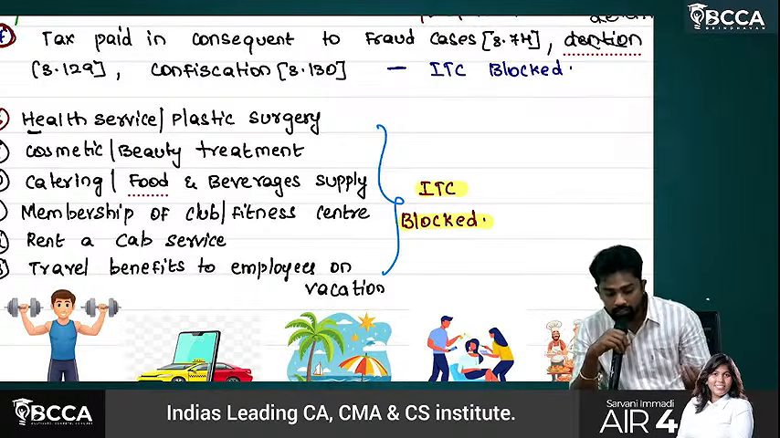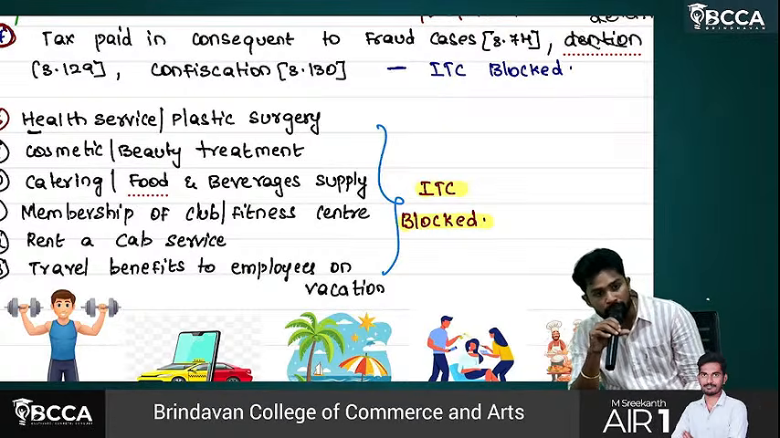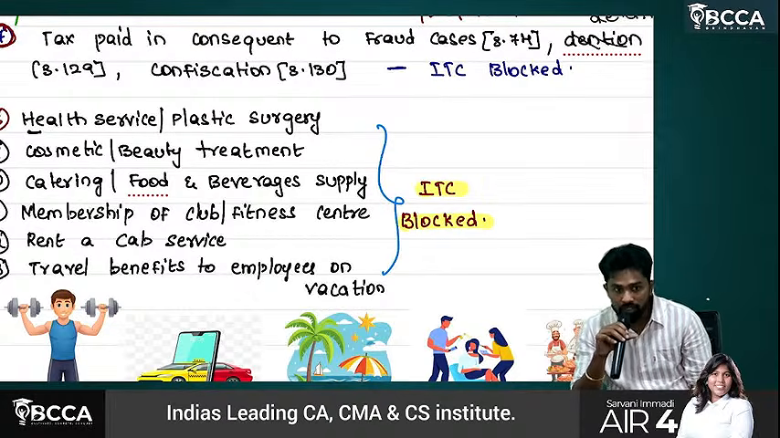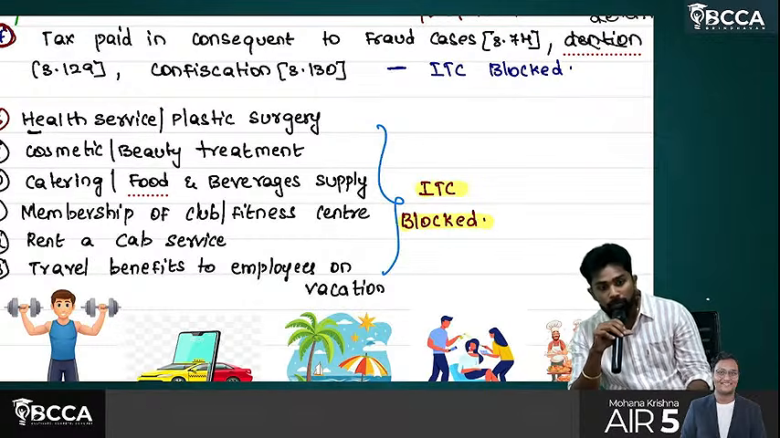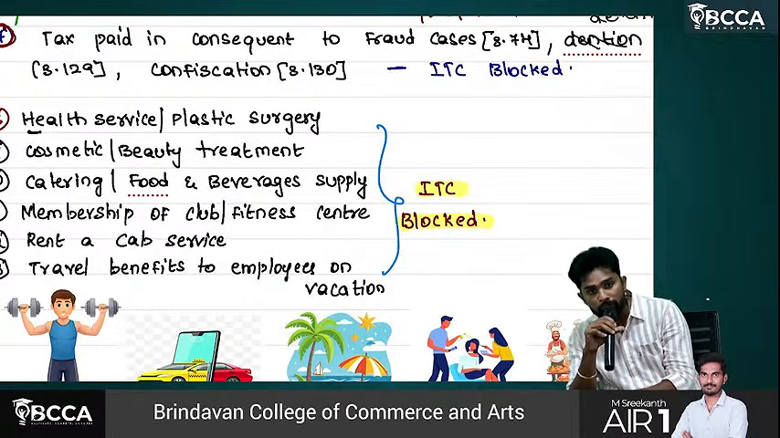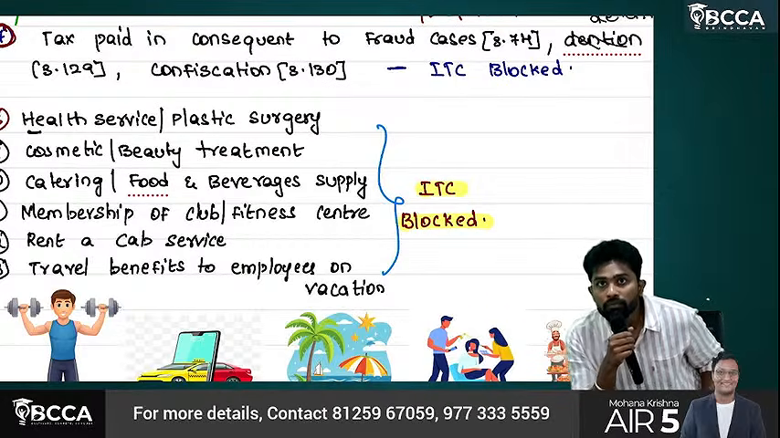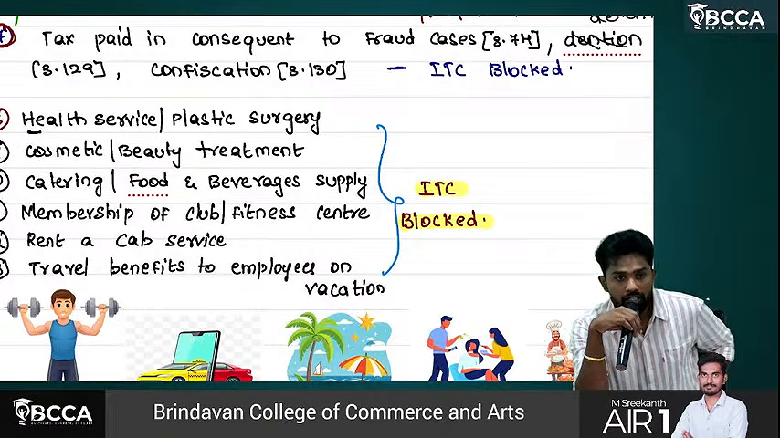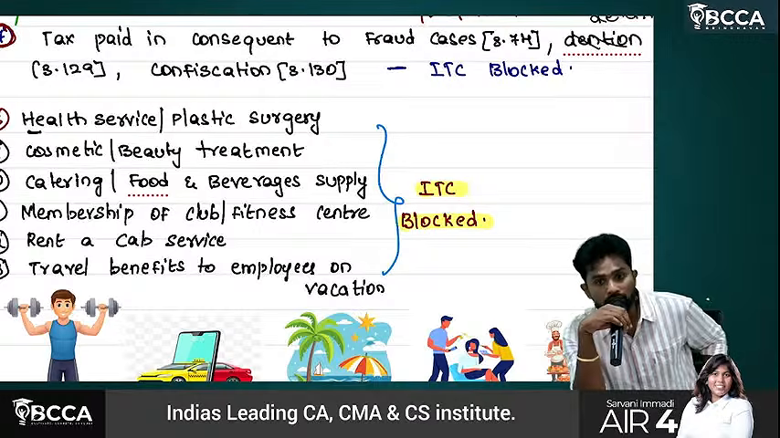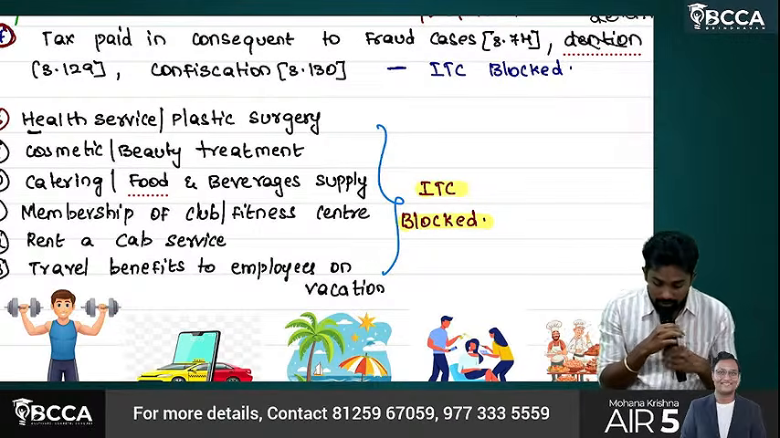So health service, plastic surgery, cosmetic beauty treatment, catering, food and beverages, membership of club, fitness center, rent a cab, travel benefits extended to employees on vacation. All these services, if they are provided by the employer to the employee, for the employer all these are related to his business only. But still ITC is blocked. ITC is blocked. Okay, sir.